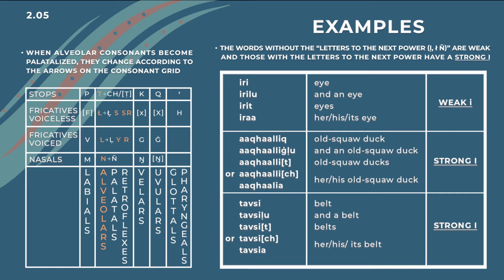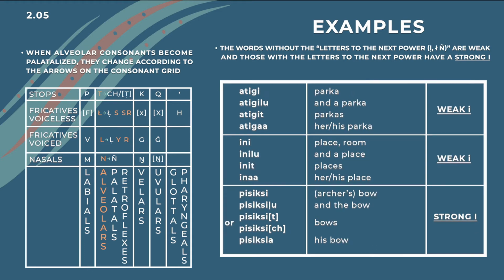Tafsi, tafsilu, tafsit, tafsij, tafseh. You can see that there is an L with a dot, so therefore tafsi has a strong I. Atiyi, atiyilu, atiyit, atiga. There are no letters to the next power, so therefore atigi has a weak I.